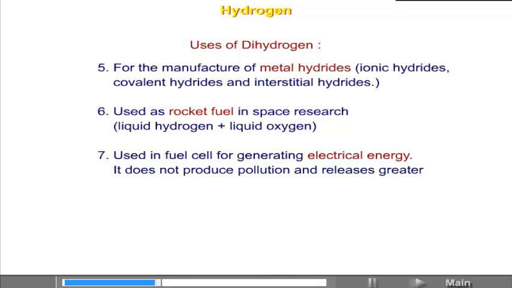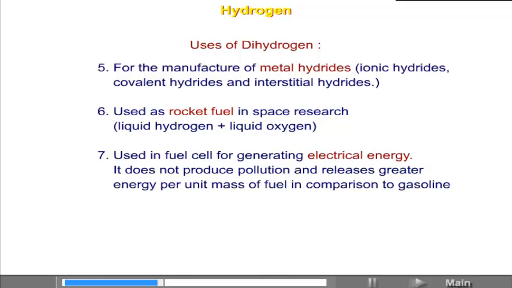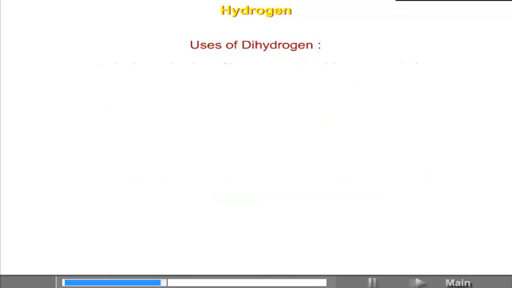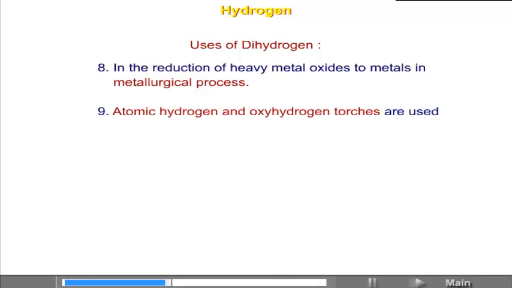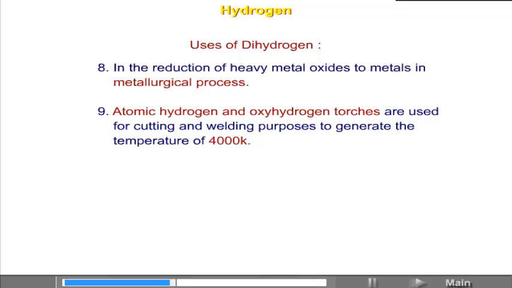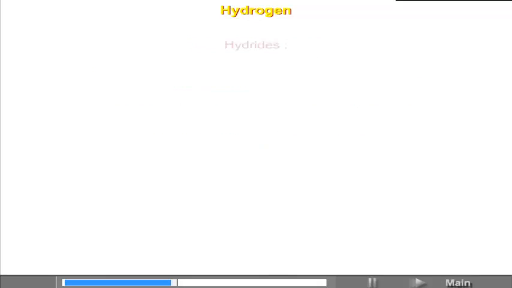It does not produce pollution and releases greater energy per unit mass of fuel in comparison to gasoline and other fuels. In the reduction of heavy metal oxides to metals in metallurgical process. Atomic hydrogen and oxy-hydrogen torches are used for cutting and welding purposes to generate the temperature of 4000 Kelvin.